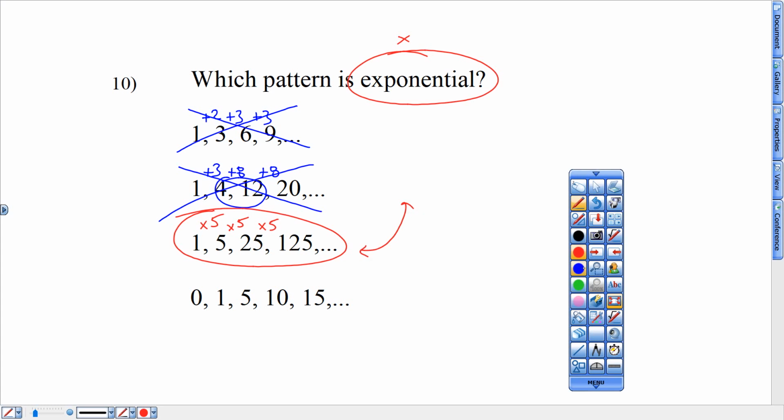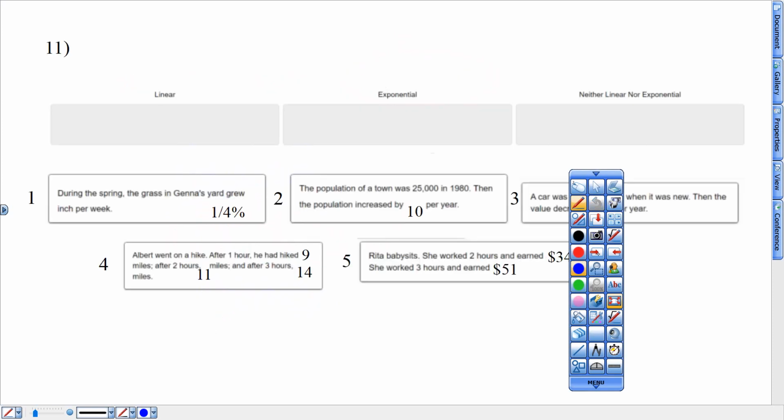This one down here doesn't cut it either. Going up by 1, and then going up by 4, and then by 5, and then by 5. Nope, that's not a timesing one. Only the timesing ones are exponential. All right, moving on. Number 11.